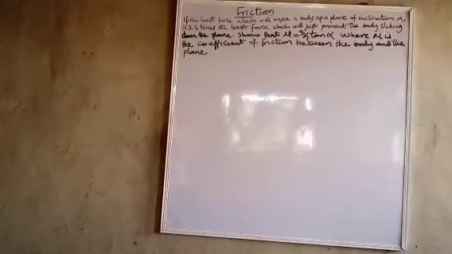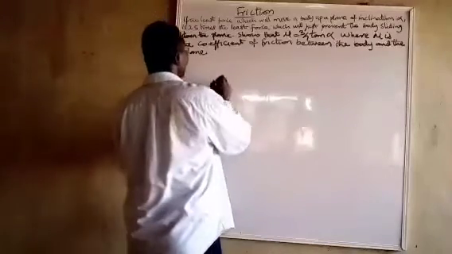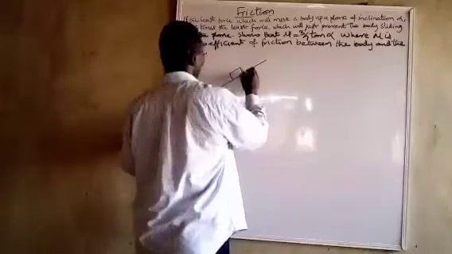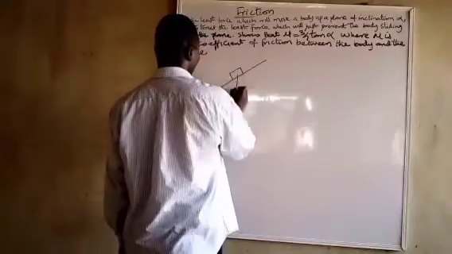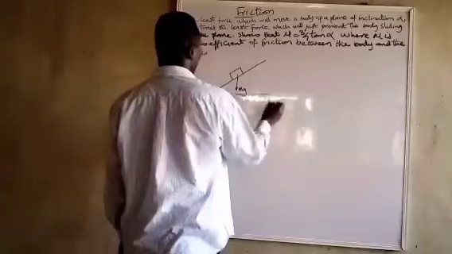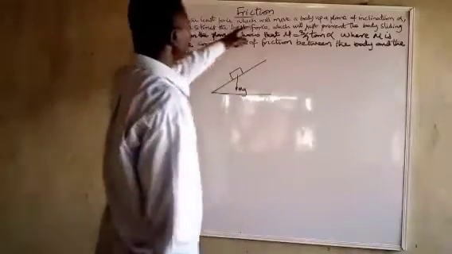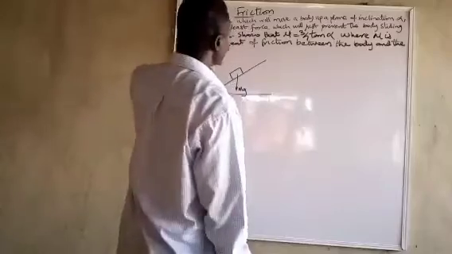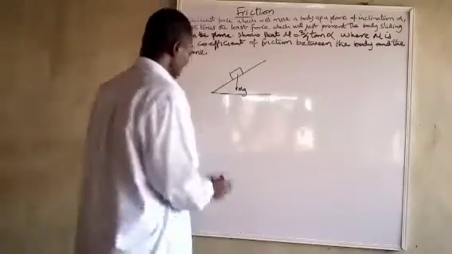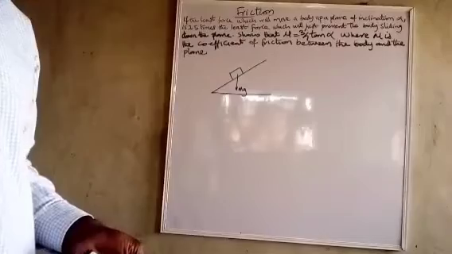If the least force which will move a body up a plane of inclination alpha is 2 times 5 times the least force which will just prevent the body sliding down the plane, show that mu, the coefficient of friction, is equal to 3/7 tan alpha, where mu is the coefficient of friction between the body and the plane. So this is what we have. We have a body like this, and this is the plane, this is the body. And the least force which should move a body up a plane, if the inclination is 2 times 5.